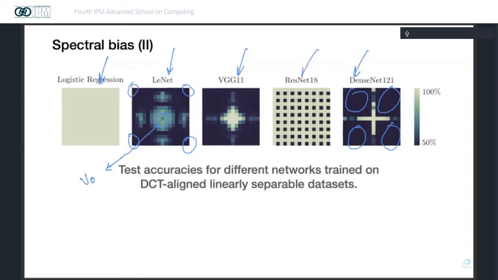And for ResNet, there's no notion of high versus low frequencies, but there are some holes in the spectrum. So we know for a fact that it seems that half of the time, or one fourth of the time, it can learn linearly separable data sets, and other times it cannot learn.